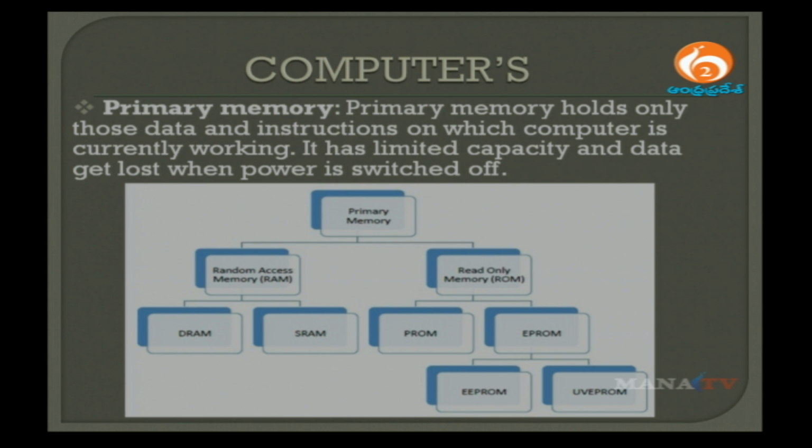If you can see, the first one we have is primary memory. Primary memory holds only those data and instructions on which the computer is currently working. It has limited capacity and data gets lost when power is switched off. If you can see, primary memory is divided into RAM and ROM.